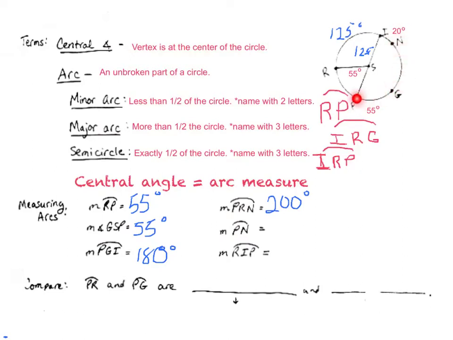All right, so now I have to figure this one out. Looks like I'm missing something here, but I can figure that out. I have 180 degrees for the whole thing. I know this is 55. I know this is 20. If I add those up, I get 75. I subtract the 75 from 180. That tells me that what's left over here is 105. So I have arc PN. I have 105 plus 55, 160.